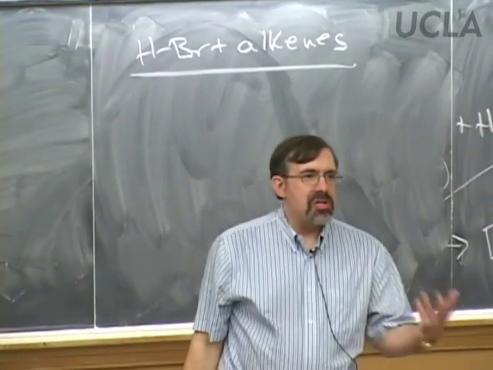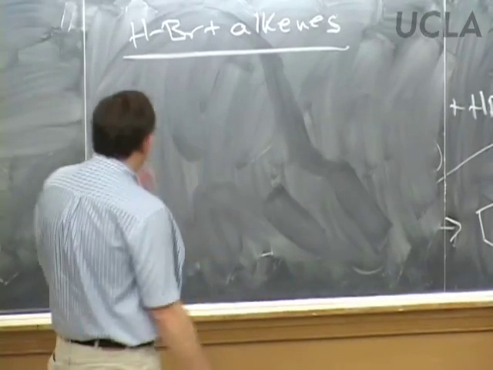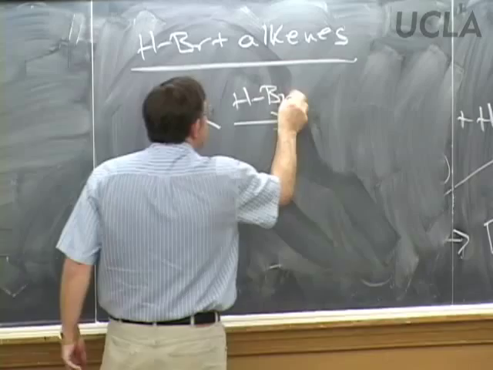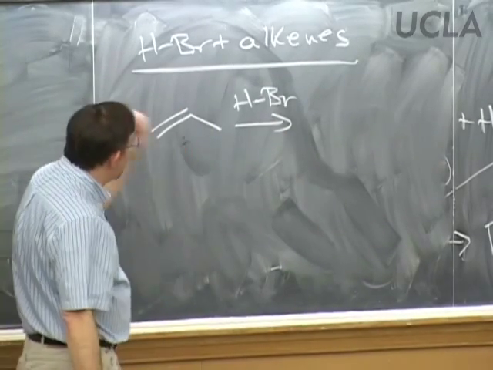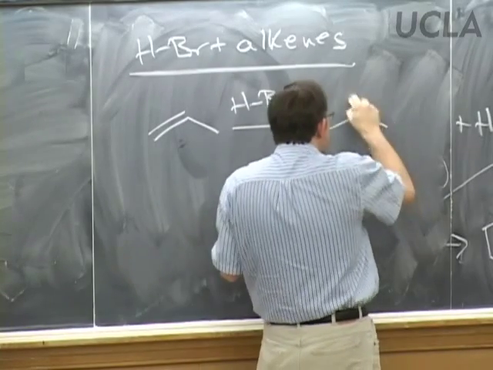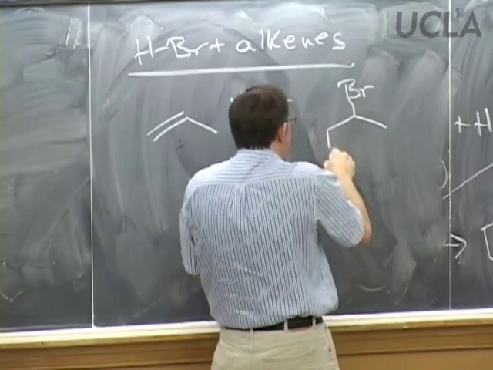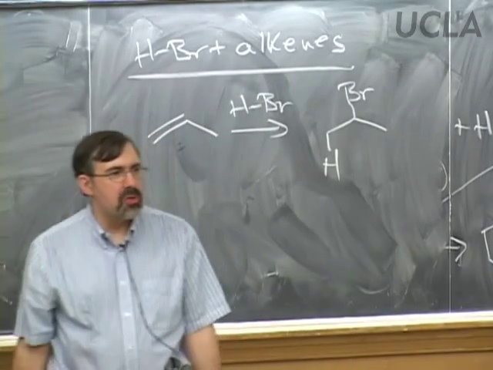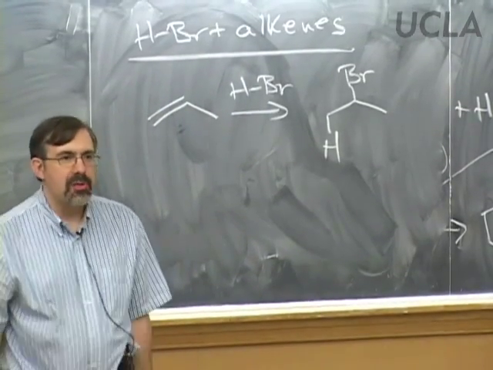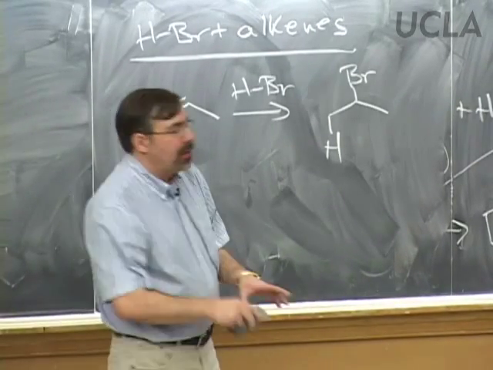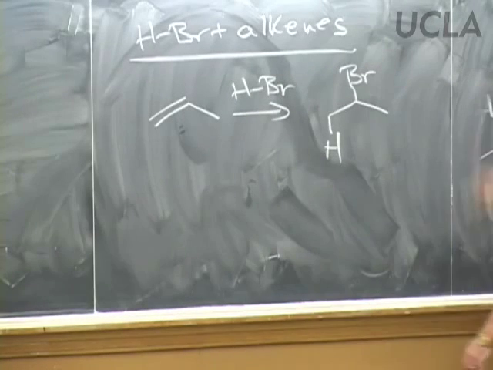When we talked about the addition of HBr to an alkene like propene, the alkene is the nucleophile, the HBr is the electrophile, and the addition occurs in a way that puts the halogen on the more substituted carbon, the hydrogen on the less substituted carbon, because that process goes through the more stable carbocation. It obeys Markovnikov's rule.